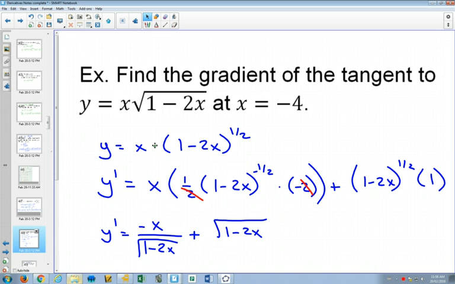Then if we simplify it a little bit, the 2's would cancel out. You'd have a -x. This 1 minus 2x to the -1/2 would be like having the square root of 1 minus 2x in your denominator. And the second one would be like having the square root of 1 minus 2x as a square root in the top.